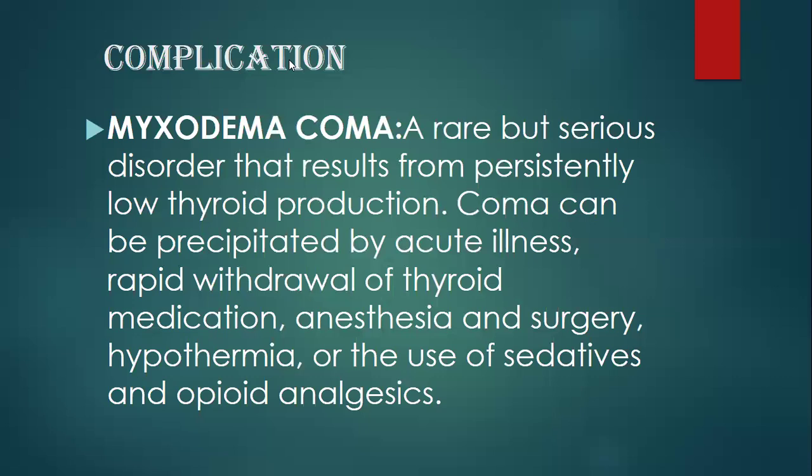So coma can be precipitated by acute illness, rapid withdrawal of thyroid medication. When you stop thyroid medication all of a sudden. You notice that any medications that have to do with endocrine glands, nervous system, you don't stop the medication abruptly. It is a taboo because it can make this patient go into coma or have complications. So coma can be precipitated by acute illness, sudden withdrawal of thyroid medication, anesthesia, and surgery. Or when you give them sedatives and opioid analgesics, you don't do that in a patient with hypothyroidism.